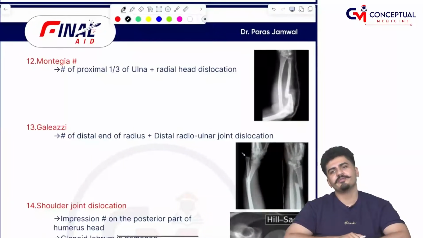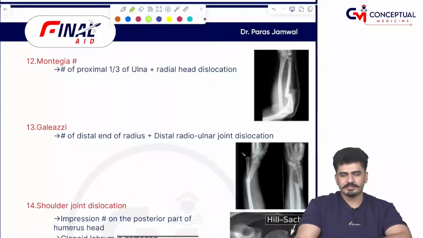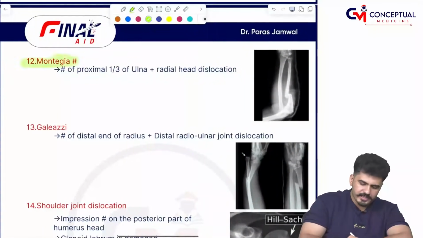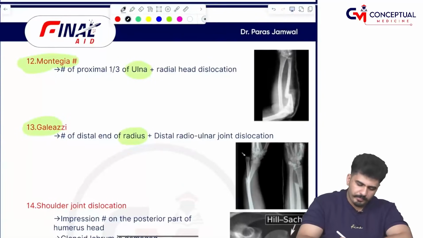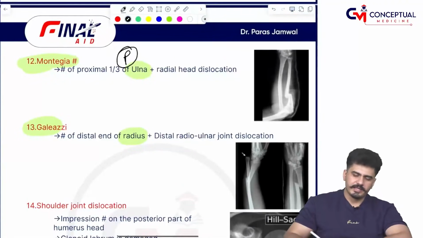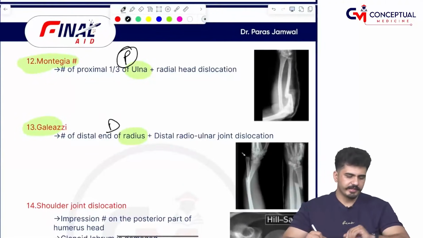Monteggia and Galeazzi also confuses us equally, sir. Now, sir, Monteggia is a fracture of ulna and Galeazzi is a fracture of radius. Now, which ulna? Sir, proximal ulna. And which radius? Sir, distal radius. First difference is clear and similarity is clear to all of you.